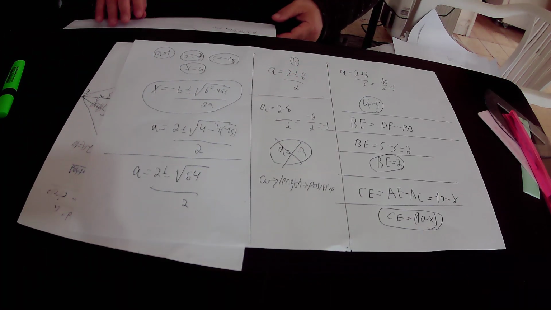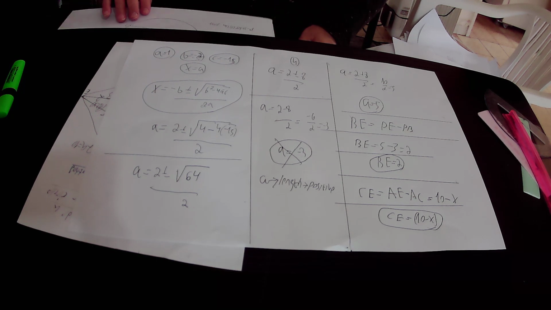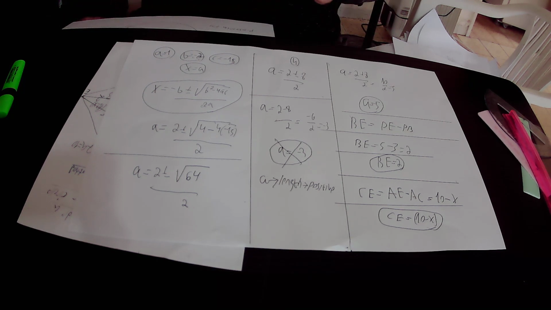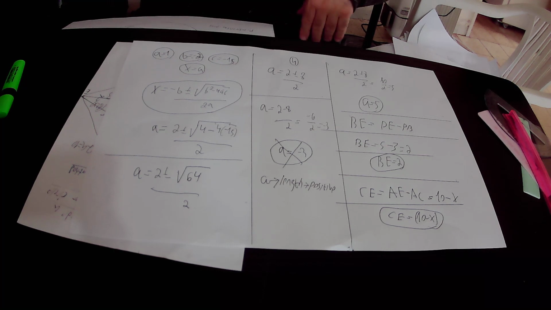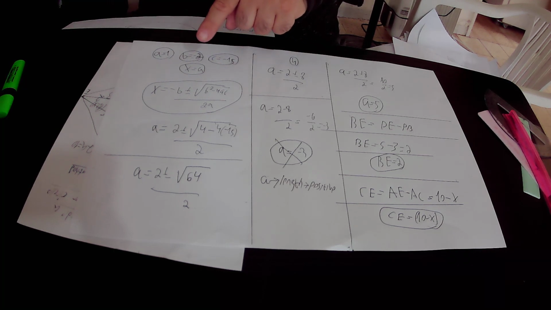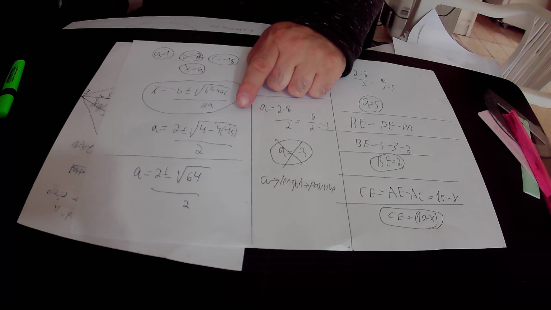And the general formula for solving a quadratic equation is x equals minus b plus or minus the square root of b squared minus 4ac, over 2a. So here, x equals a, so a equals minus b. b is minus 2, so minus b is minus 2, that is plus 2, plus or minus.